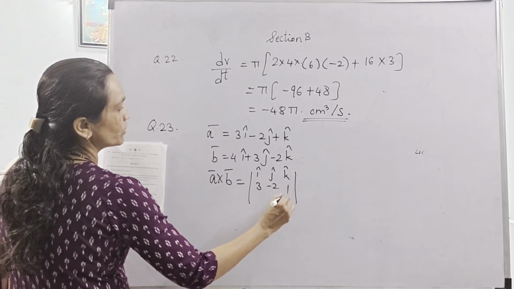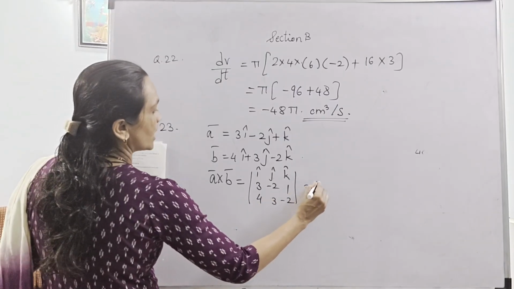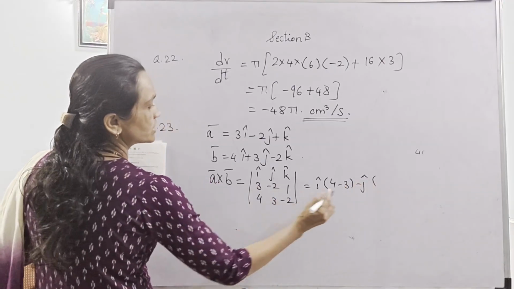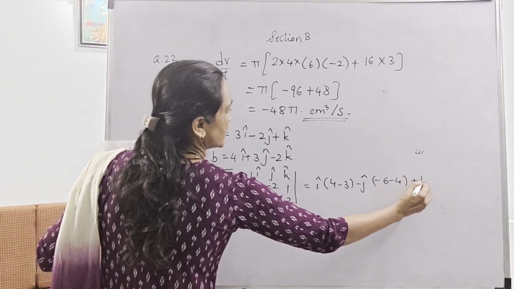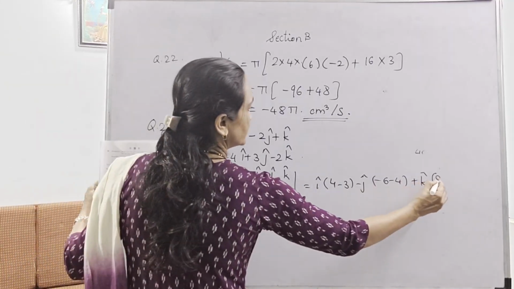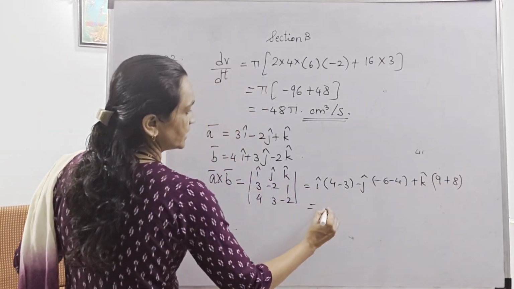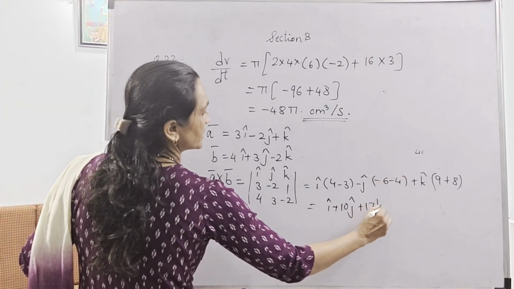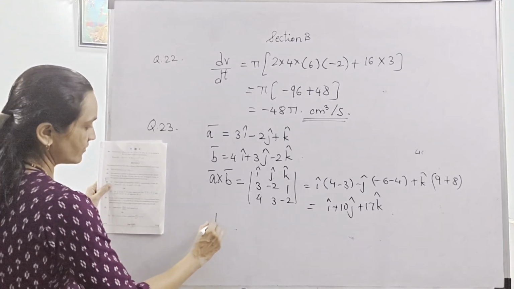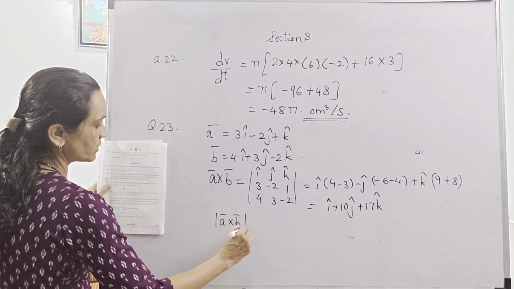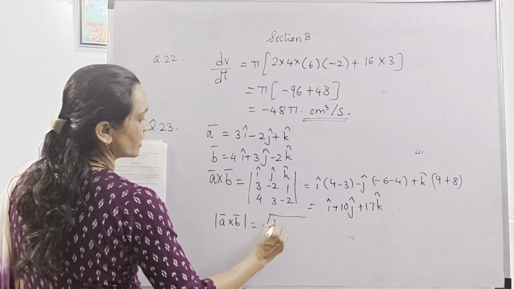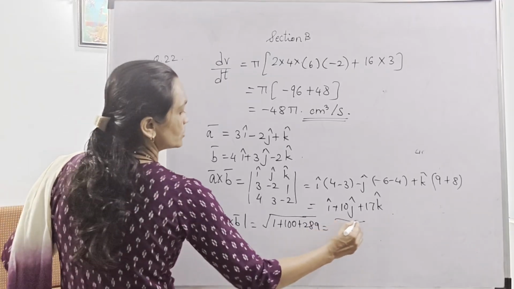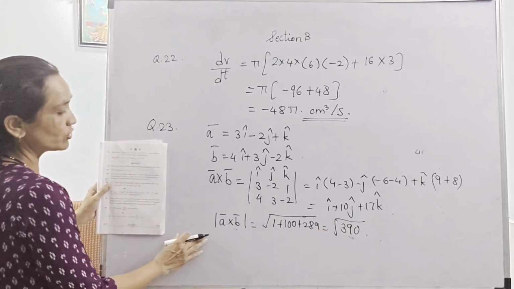So 3, minus 2, 1; 4, 3, minus 2. So i cap into minus 2 into minus 2, 4 minus 3, minus j into 3 2s are 6, so minus 6 minus 4, plus k cap into 3 3s are 9 plus 4 2s are 8. So I am getting i cap plus 10 j cap plus 17 k cap. So this is my vector. I will find its magnitude. The magnitude of a bar cross b bar is under root of 1 square, 1, plus 10 square, 100, plus 17 square, 289. So it becomes root of 390. So I got the magnitude.